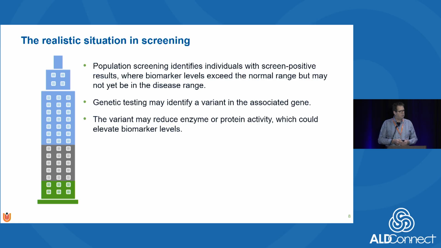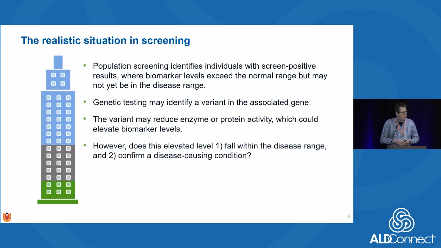So population screening identifies individuals with screen-positive results where biomarker levels exceed the normal range, but may not yet be in the disease range. By definition, if it's a screen-positive, you will do genetic testing. And it's very likely that you find a variant in the gene that causes the biomarker level to be higher, outside the normal range, because this variant may affect the activity of the enzyme, which then causes the elevation of the biomarker. However, the question is, does this elevated level fall in the disease range? And does it confirm a disease-causing mutation or condition?